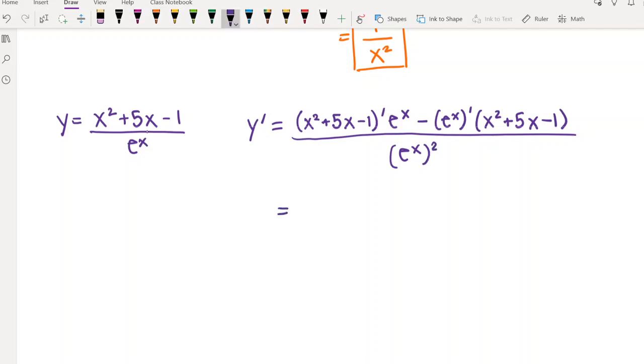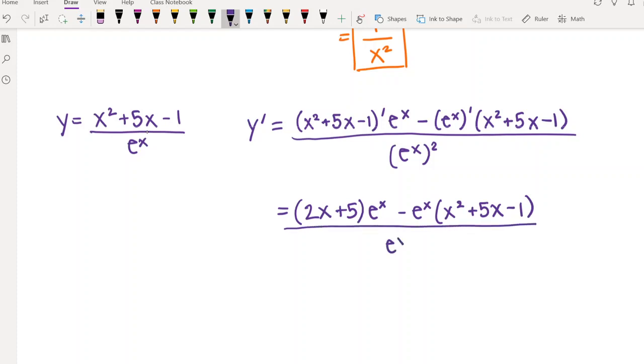So what's the derivative of x squared plus 5x? It is 2x plus 5. And we still need to have parentheses, right? Because we're multiplying that whole derivative with e to the x. And then what's the derivative of e to the x? Well, that's just e to the x. And then we're multiplying that with x squared plus 5x minus 1.